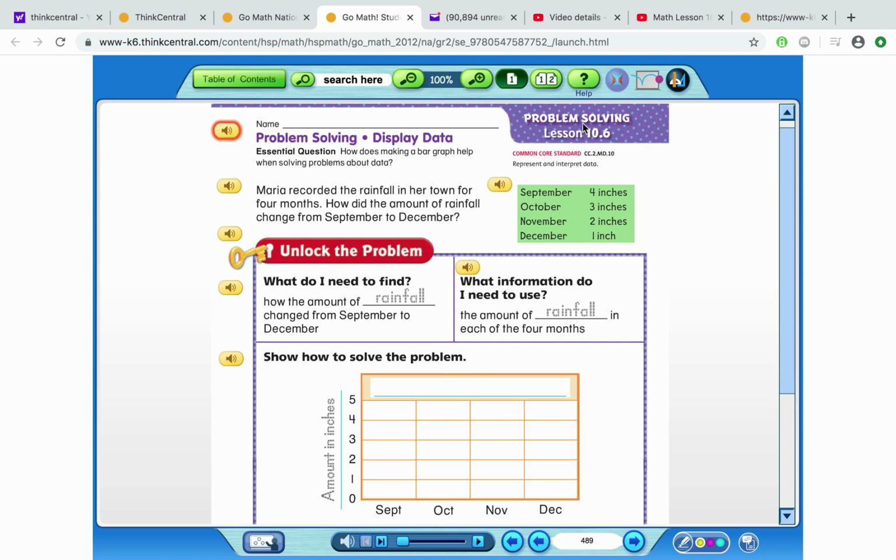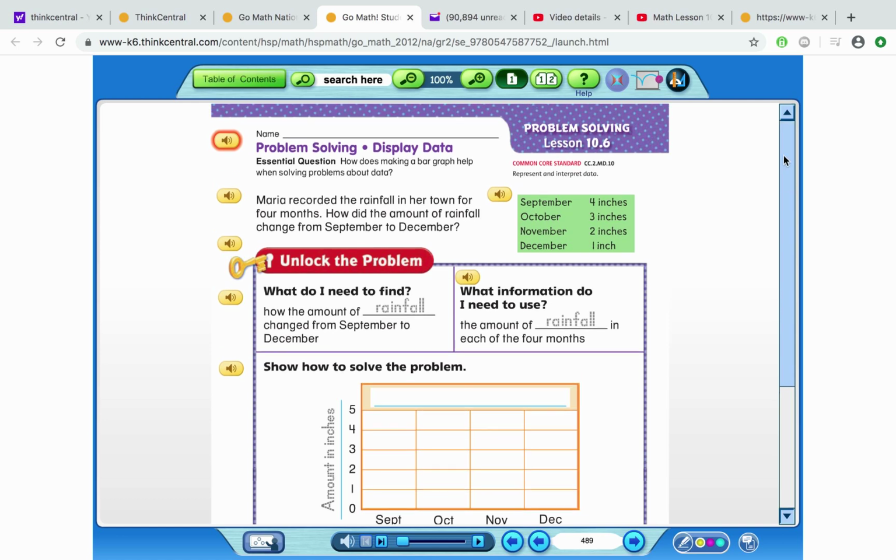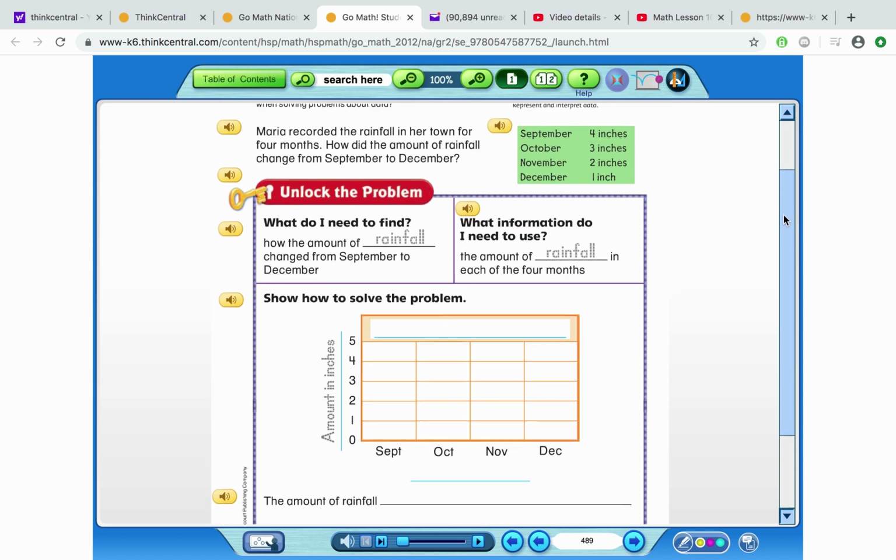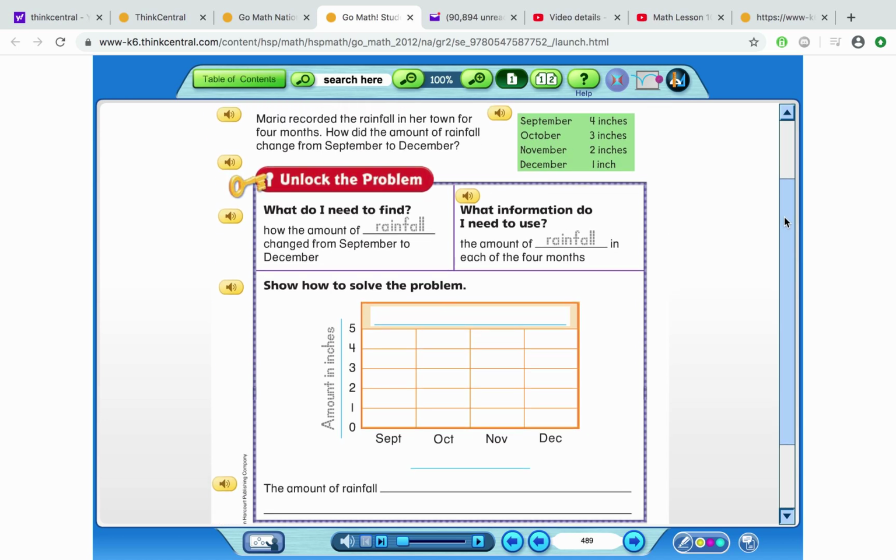It is 10.6. I'm going to go over the pages for today. If you would like to complete them with me, you can pause me as I go. Otherwise, you can use it as a quick overview and complete them after I explain them all.